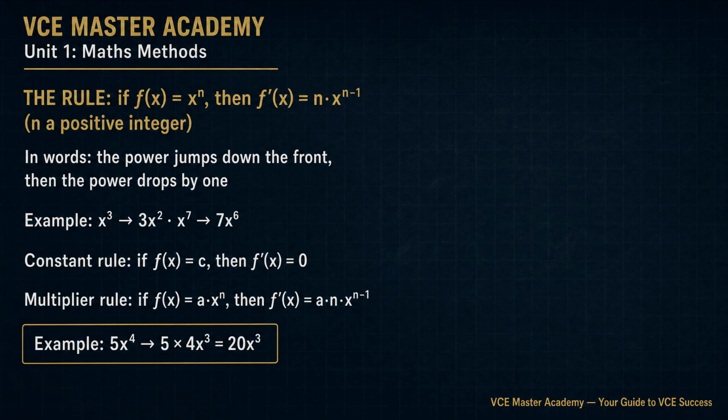Second, multipliers. If there's a number in front, called the coefficient, it simply stays and waits. Differentiate the power as usual, then multiply by the coefficient at the end. So 5x to the 4 becomes 5 times 4x cubed, which is 20x cubed. The 5 never went anywhere. It just watched, then joined in.